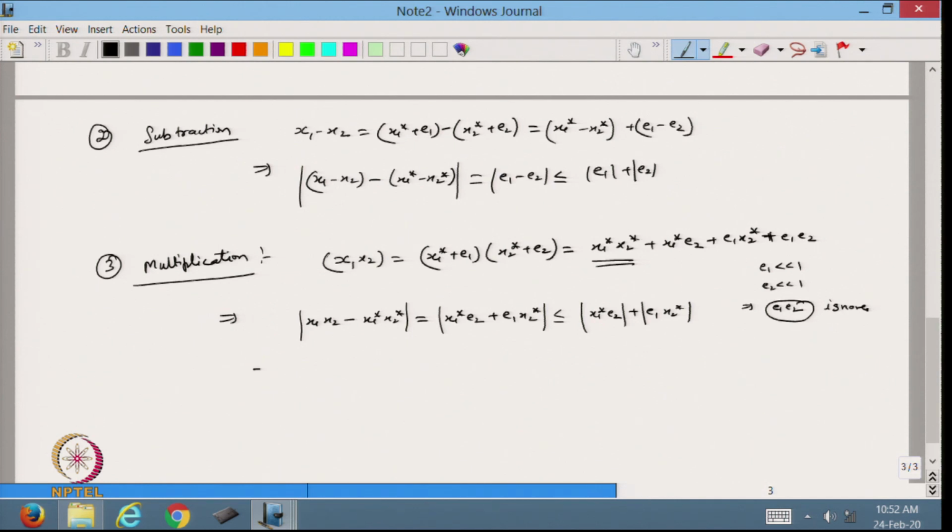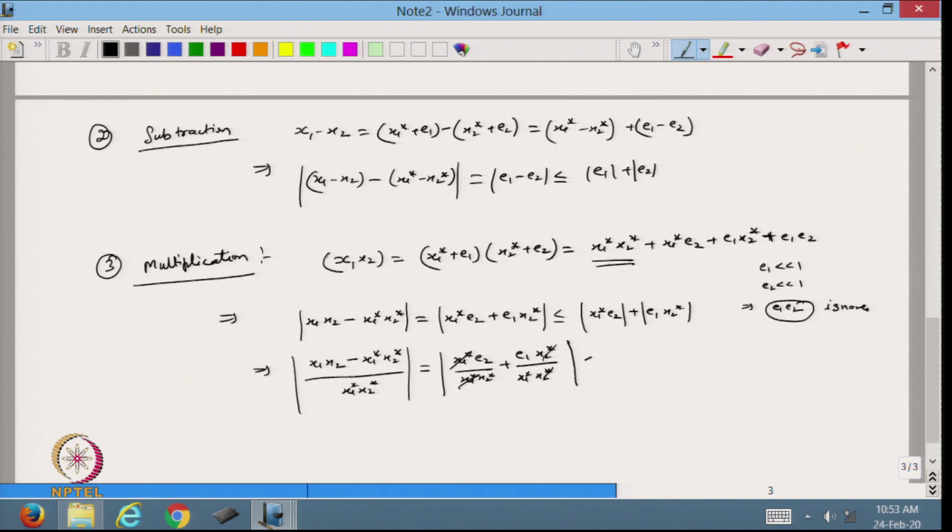So, in this case what you do, I will try to find the relative error. So, what I do is I will divide it by the number x1 star into x2 star, and then I take the modulus. So, this one I can write as x1 star E2 divided by x1 star x2 star plus E1 x2 star divided by x1 star x2 star. So, this will cancel out.